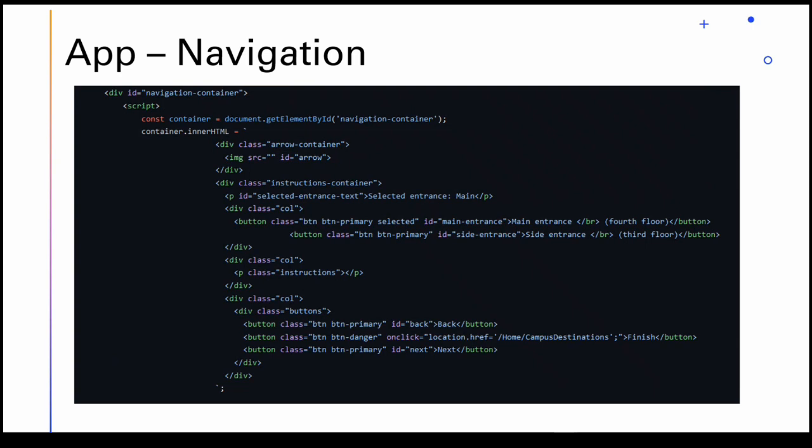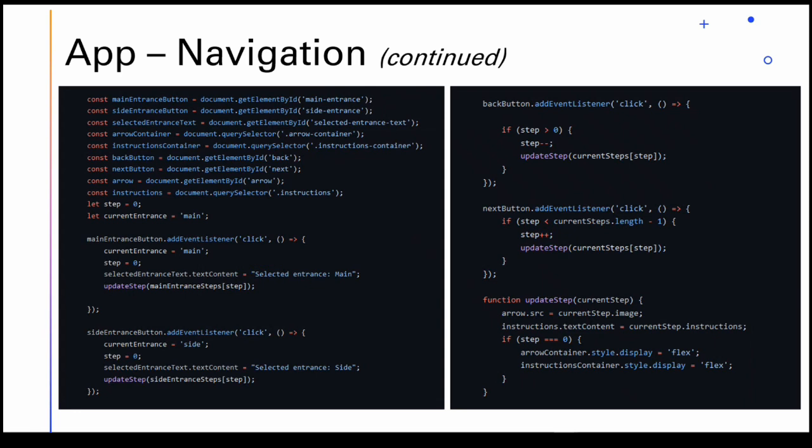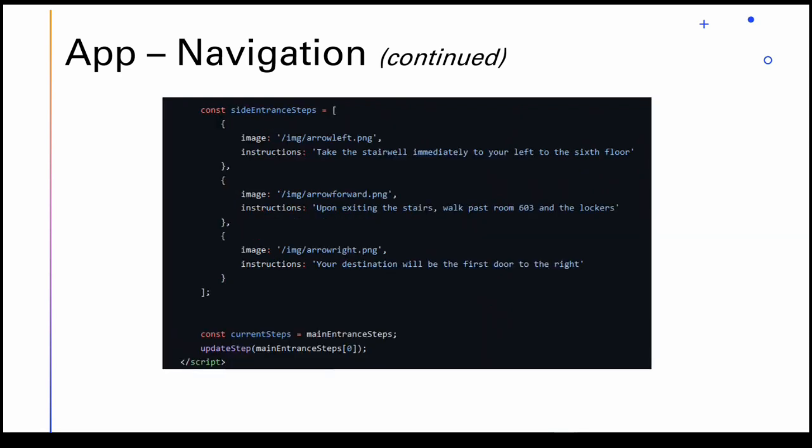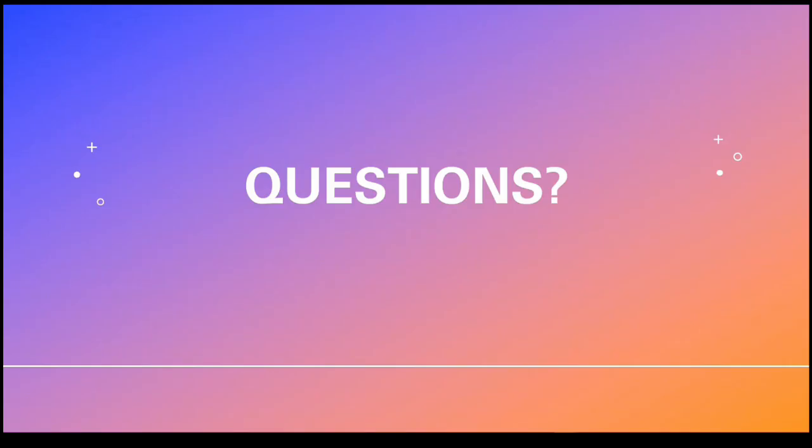when you open a new destination. So you have the main entrance, the side entrance, buttons, then you have the back, the finish, and the next buttons at the bottom, as well as the instructions in the middle. And these are all the variables for it. And then it adds event listeners to each of the buttons. And then it does an update which cycles through the instructions and the arrow image. And it gets those from these variables here. That's all there really is to that. Any questions?